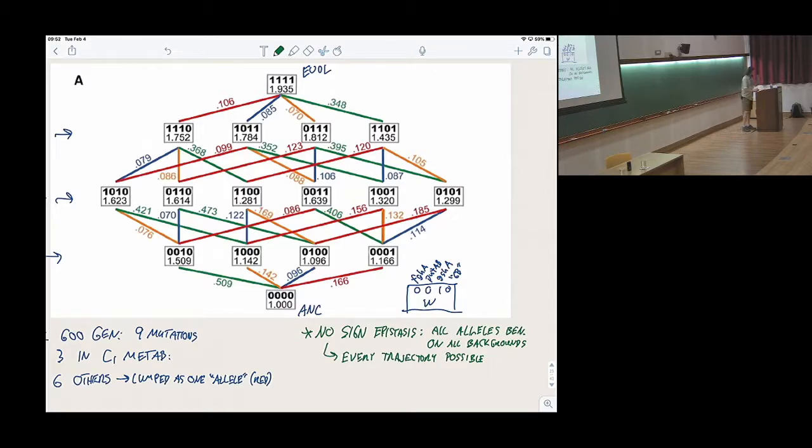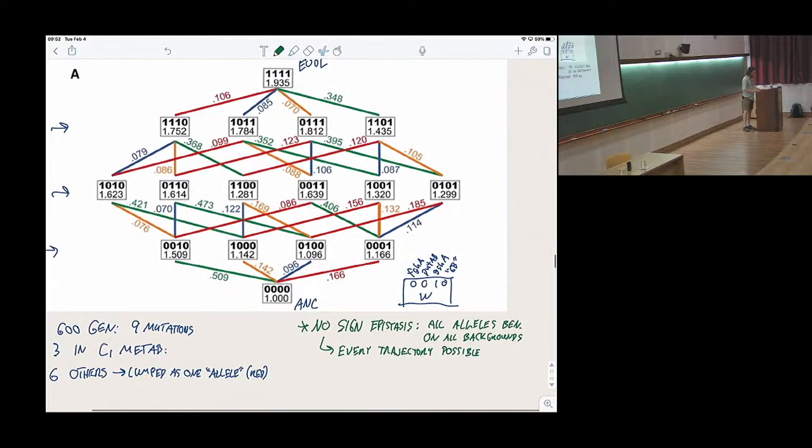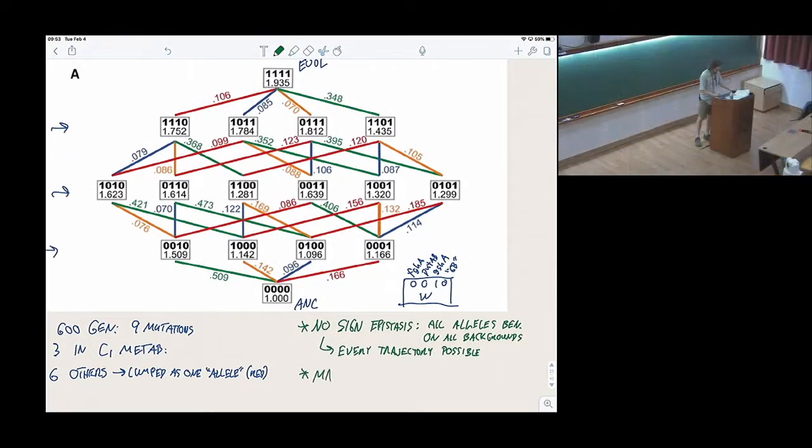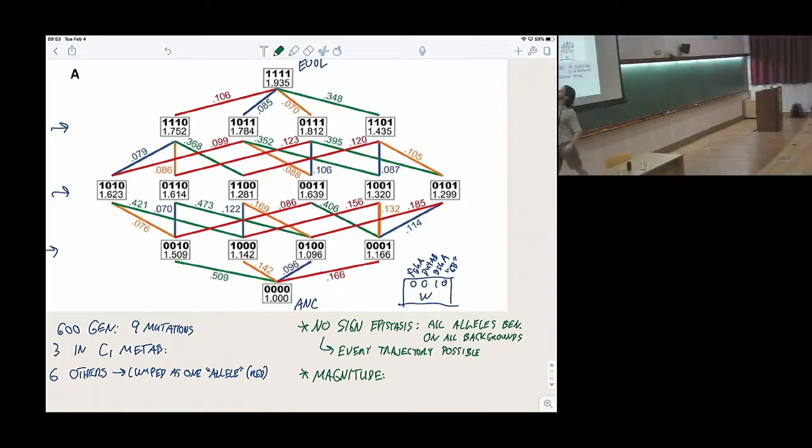All right, so every trajectory is possible. Now, what about the actual magnitude? Anybody notice a trend? Or at least 3 of the colors. Like, look at the green values, for example. It's like a 51% effect here. Up at the top, it's a 35% effect.